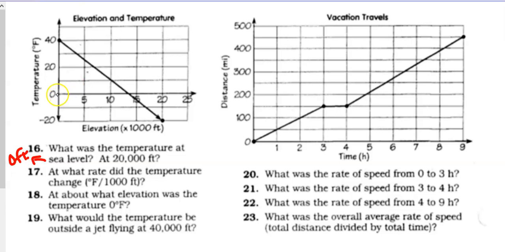So when it's at 0 feet, what is my temperature? Well, my ordered pair is not here. My ordered pair is actually up here. So that temperature is going to be 40 degrees.